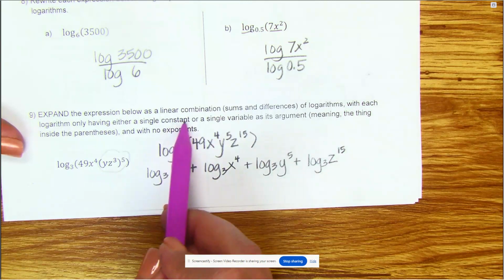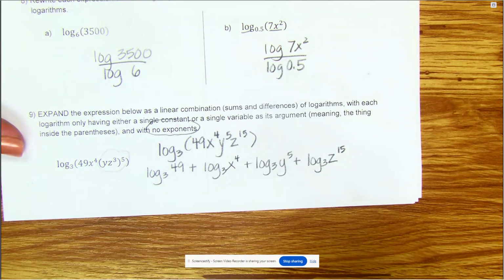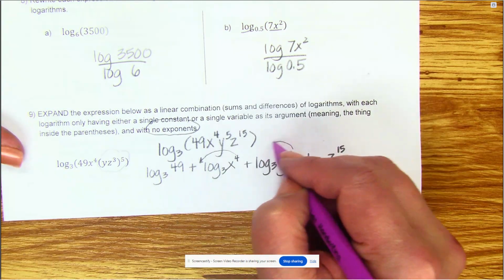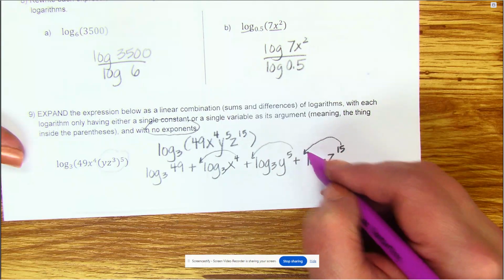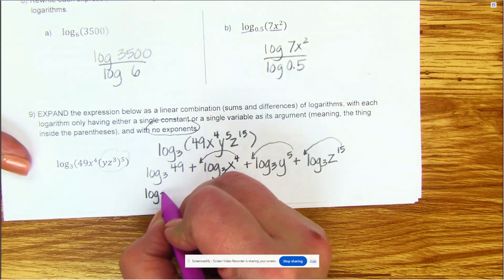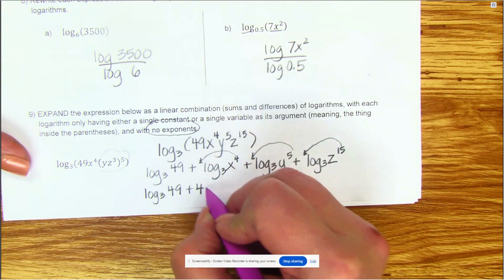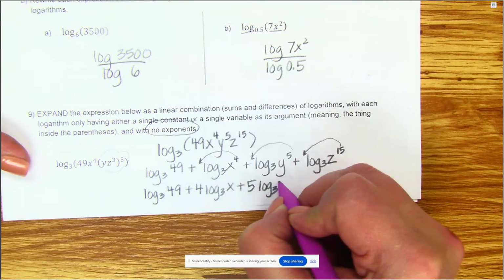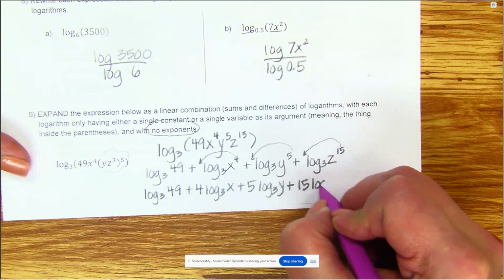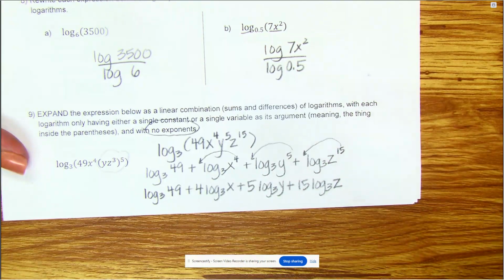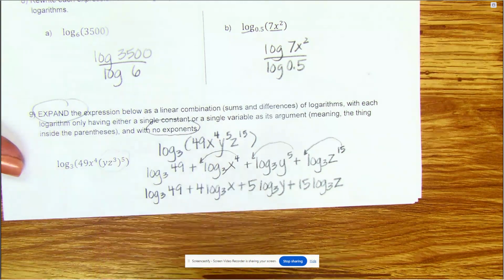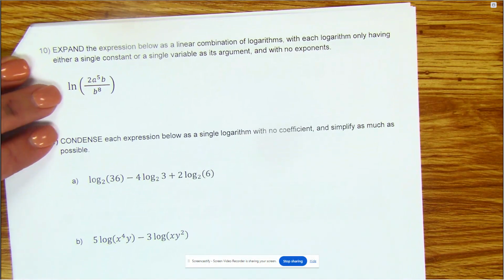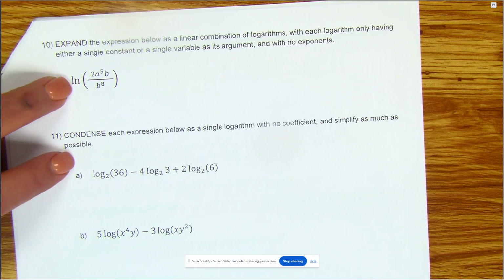And then notice in the end, no exponents. So all this one's good, so I can bring this down, and this down, and this down. That's your power property. So the final answer, log base 3 of 49 plus 4 log base 3 of x plus 5 log base 3 of y plus 15 log base 3 of z. This is expanding. Okay? Expanding. This, okay? ln, no difference, just log base c.